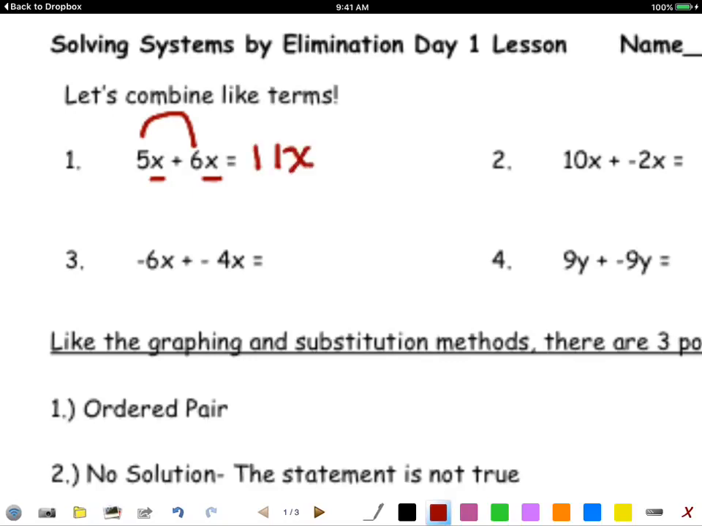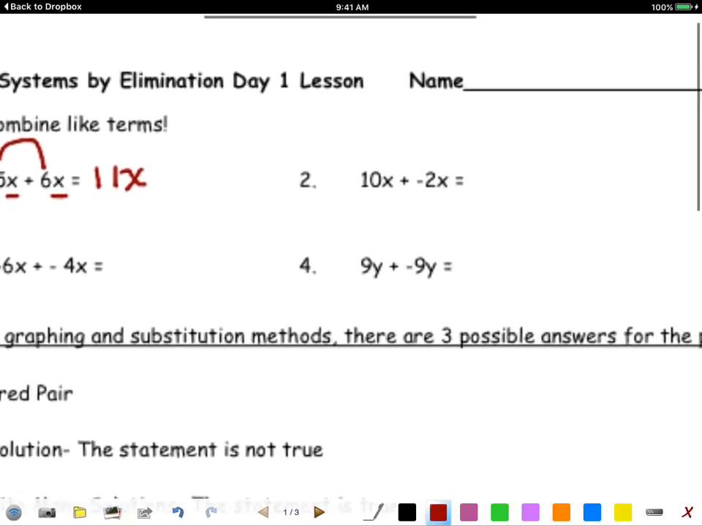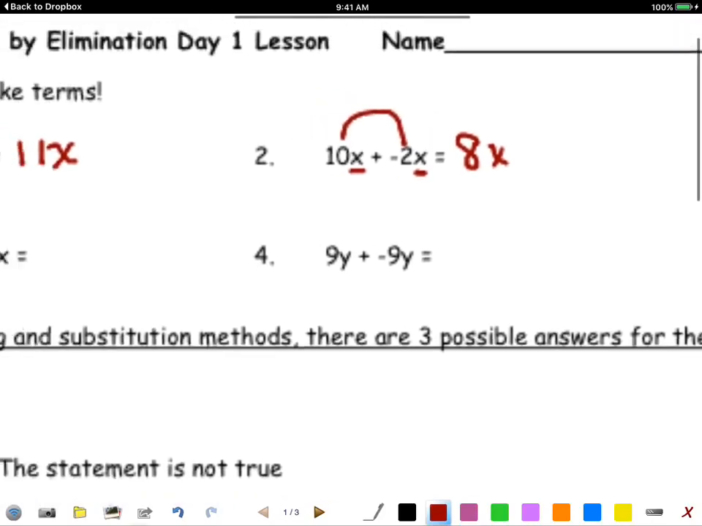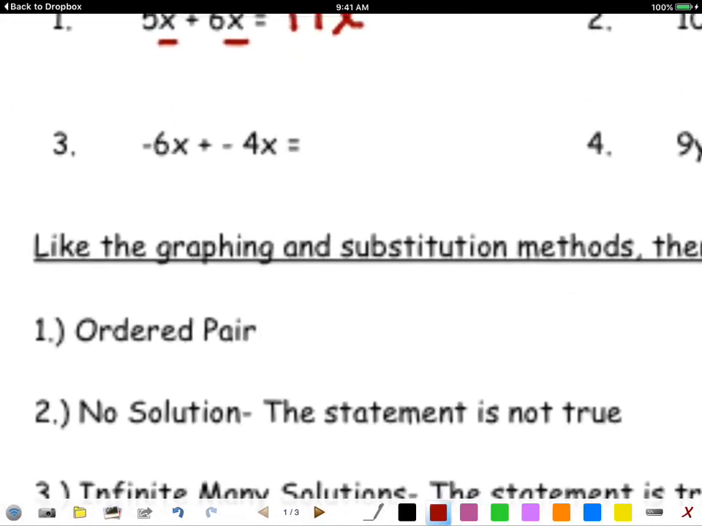So you have 11x. In number 2, we have 10x plus a negative 2x. They both have the same variable, so we add 10 plus negative 2 together, which is going to give us 8x. In number 3, the same situation. So we add negative 6 and negative 4, and we get a negative 10x.